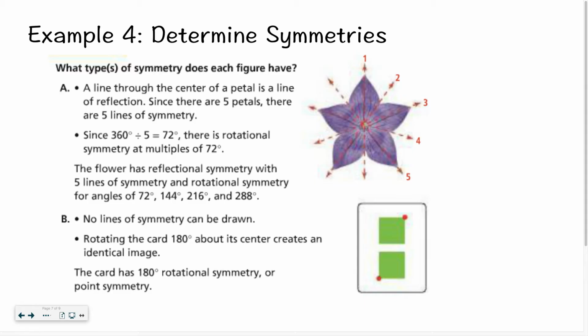And then let's think about rotational symmetry. If there's 5 reflection lines, 360 divided by 5 is 72. So there's rotational symmetry at multiples of 72 degrees. So your final statement would be the flower has reflectional symmetry with 5 lines of symmetry and rotational symmetry for angles 72, 144, 216, and 288.